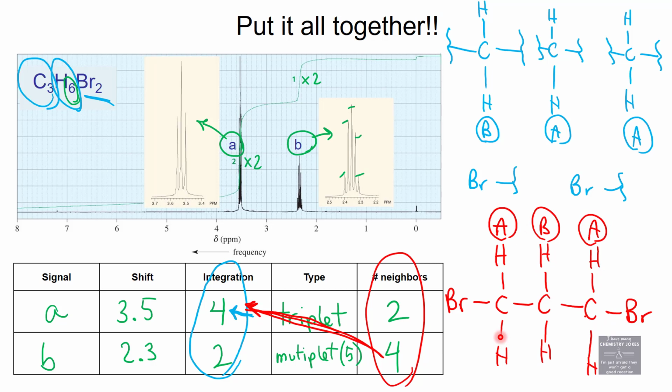One more thing to check before we move on to the next example. A is close to Br. What does that mean to me? It means A should be the peak that's furthest downfield. Remember, that's furthest to the left on the proton spectrum.